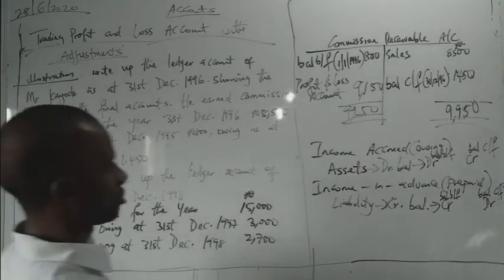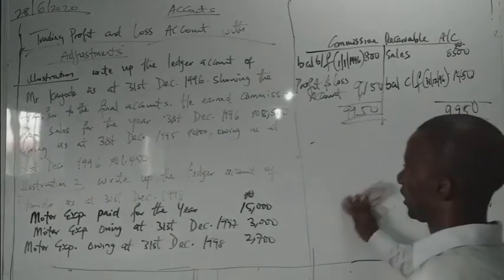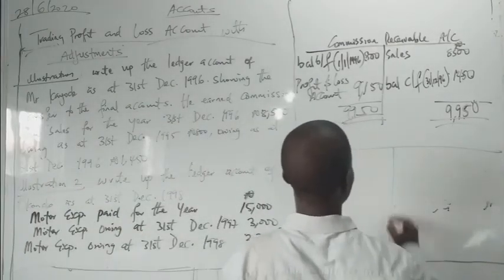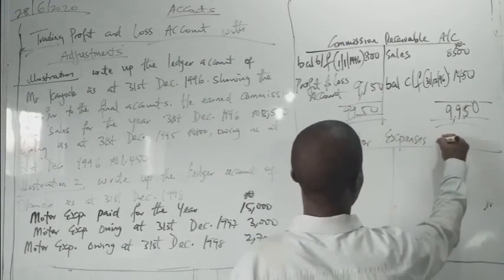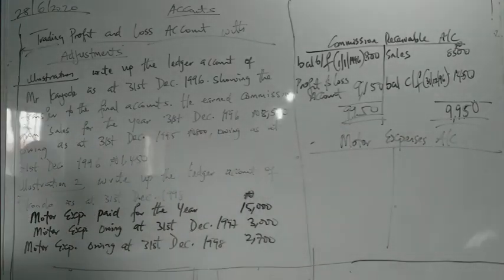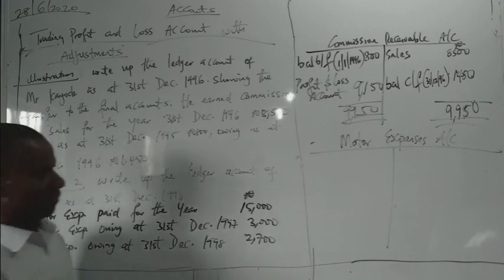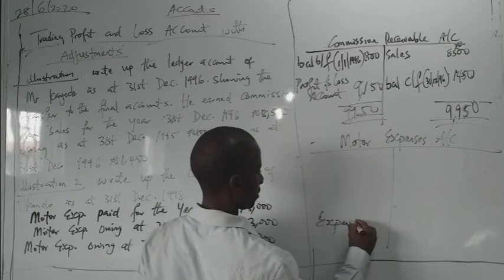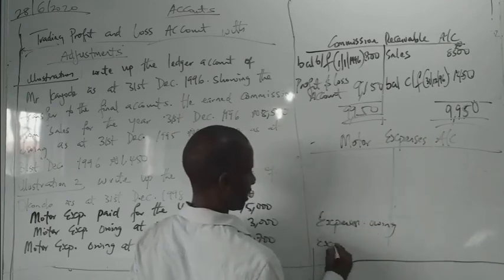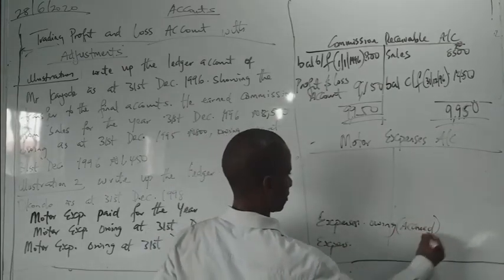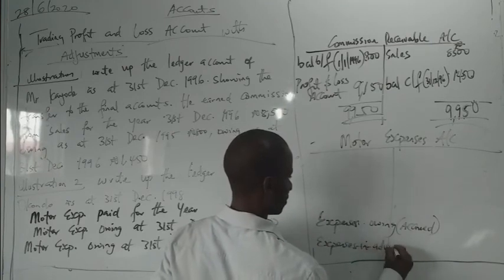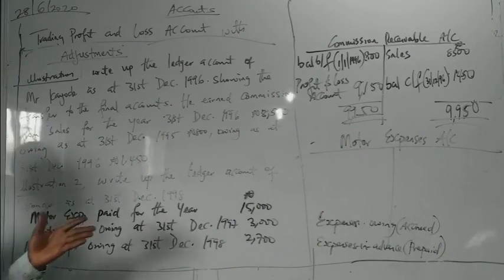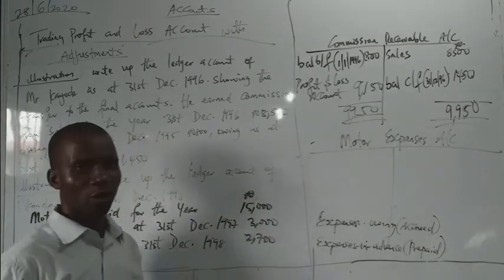Then the next one, illustration two. Let's look at illustration two. Write up the ledger account. This one is motor expenses. This is an expense. Motor expenses account. Now, there is owing here. Motor expenses, even from that word, expenses owing, and expenses in advance or prepaid. Accrued expense. Expenses in advance, that is prepaid expenses. Now, it's just the opposite of when we're talking about income accrued and income in advance or prepaid.